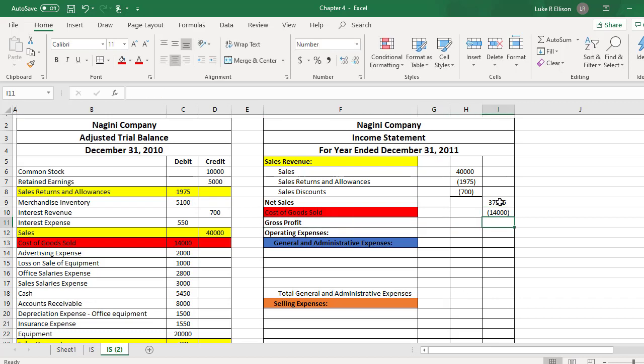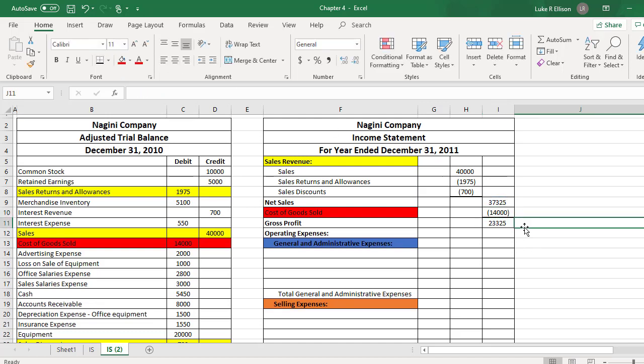Now if we take our net sales and we subtract our cost of goods sold, we'll get our gross profit. So our gross profit is $23,325. You can think of the gross profit as our profit before any of our additional expenses have been taken care of. So this really just considers our biggest expense to the company, namely the cost of our inventory, or cost of goods sold.